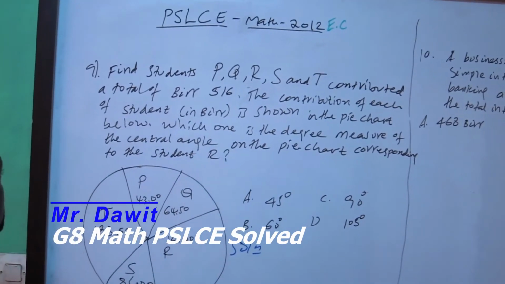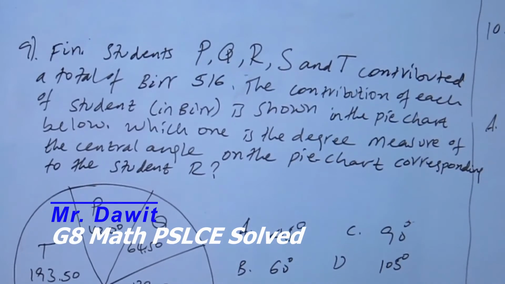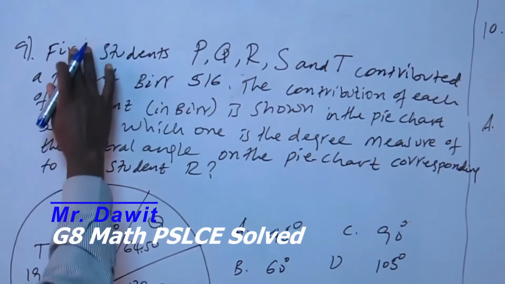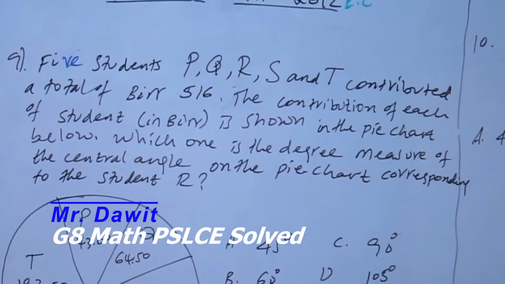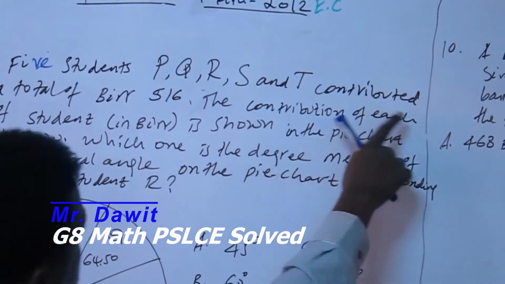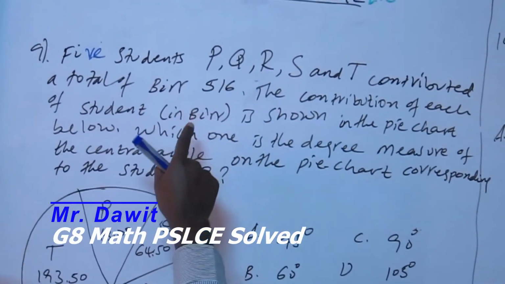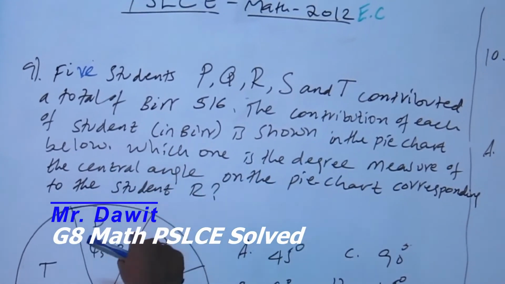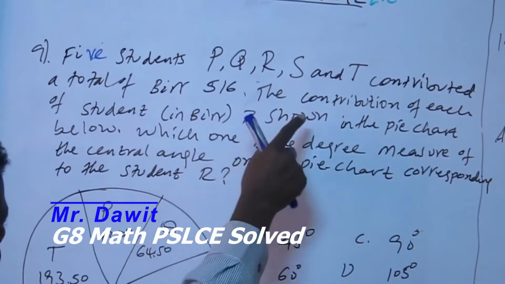Find... let's say there are 5 students, P, Q, R, S, and T. This is a symbol for the 5 students. They contributed a total of 516 birr. The contribution of each of the students in birr is shown in this pie chart.